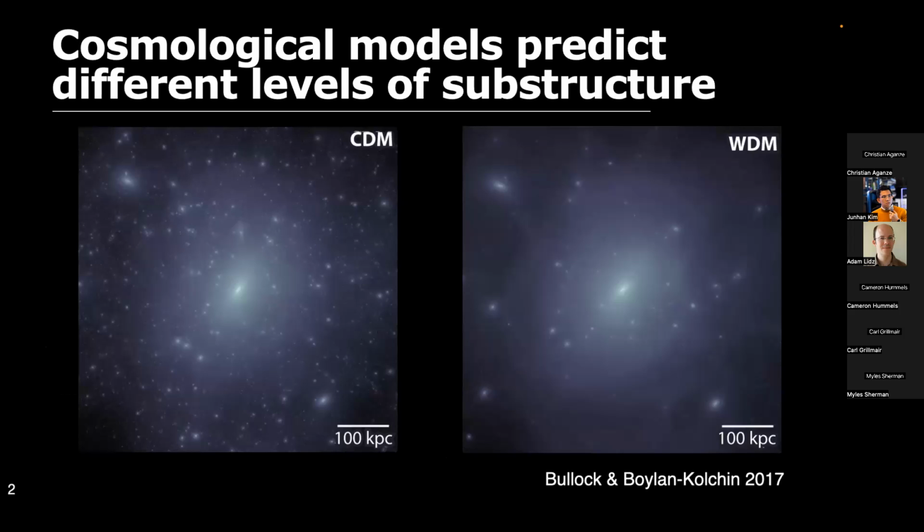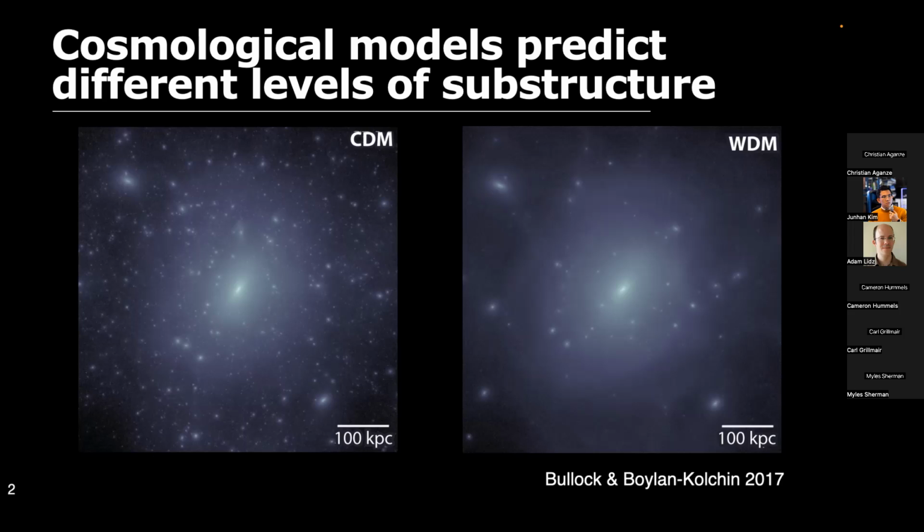So first of all, we know that simulations predict different types of dark matter they can assume. In cold dark matter models, you have more structure around the Milky Way compared to warm dark matter models. Here I'm showing some pictures from the Bullock and Boylan-Kolchin review paper, where they're looking at a Milky Way size halo and all the substructure in it. This is mostly dark matter only simulations.